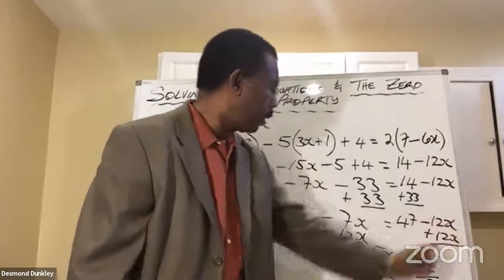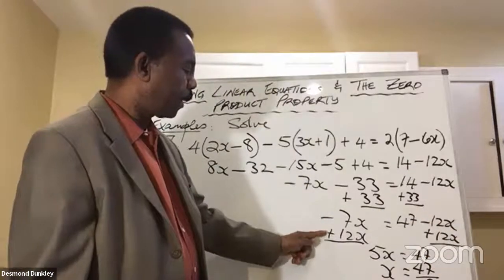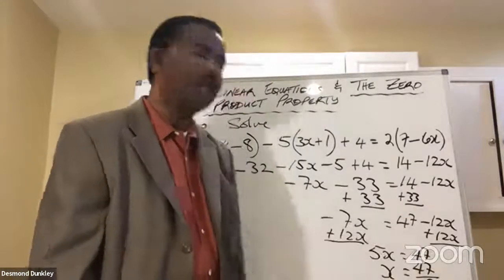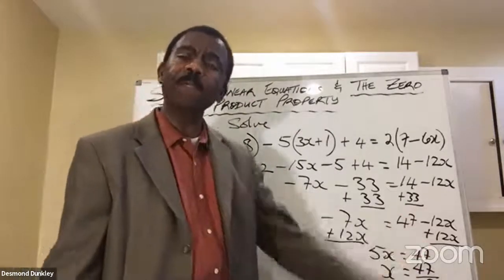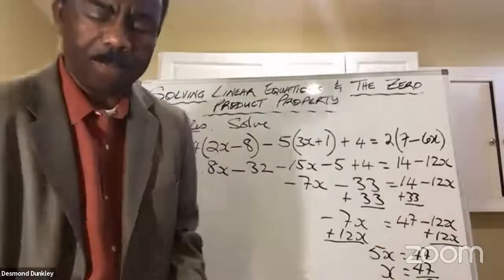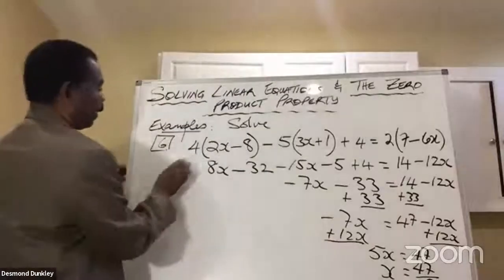That's 0. And this is negative 7 plus 12 gives me positive 5. And this is 47. And then 5x is 47. Divide by 5. x equal to 47 over 5. Okay?